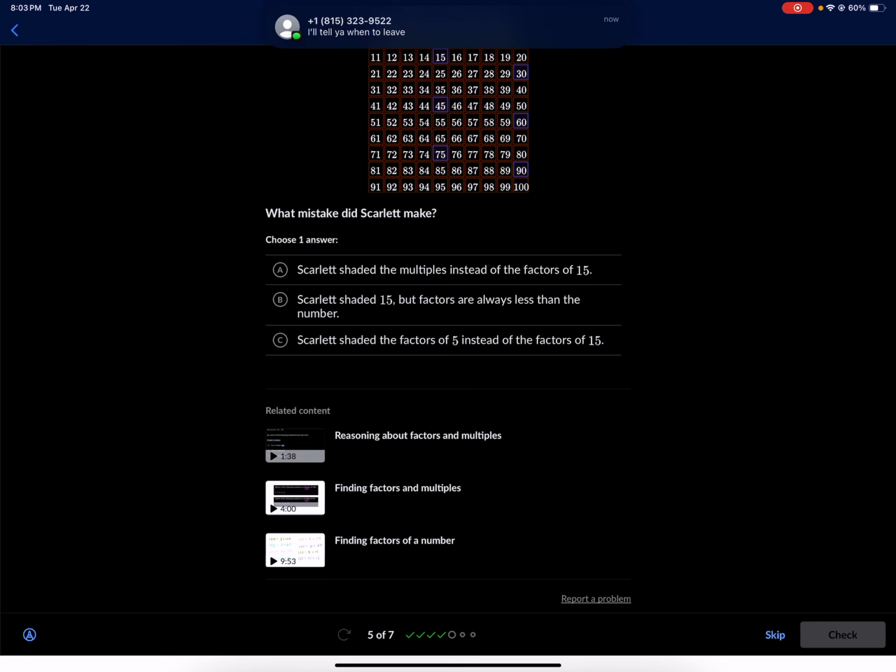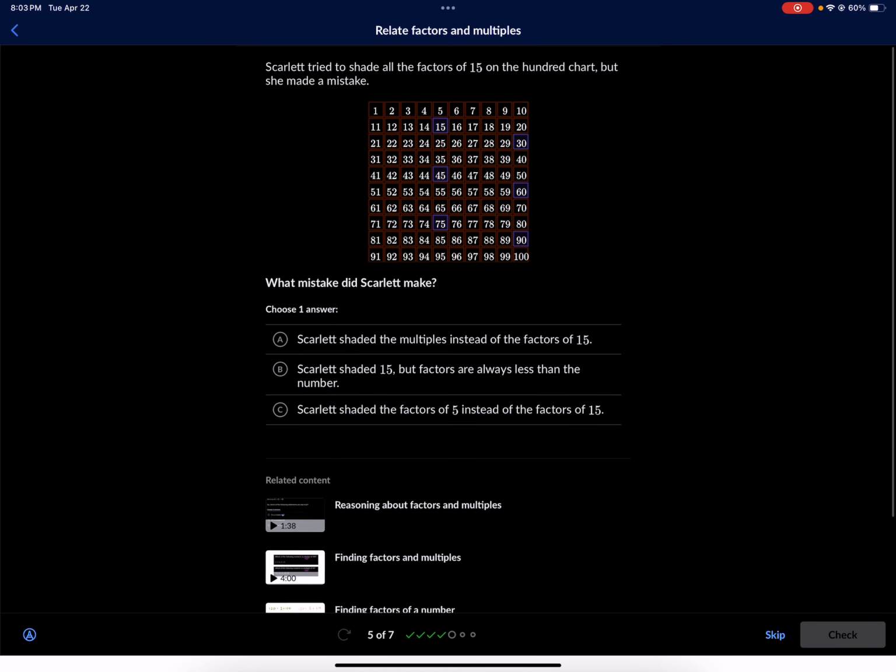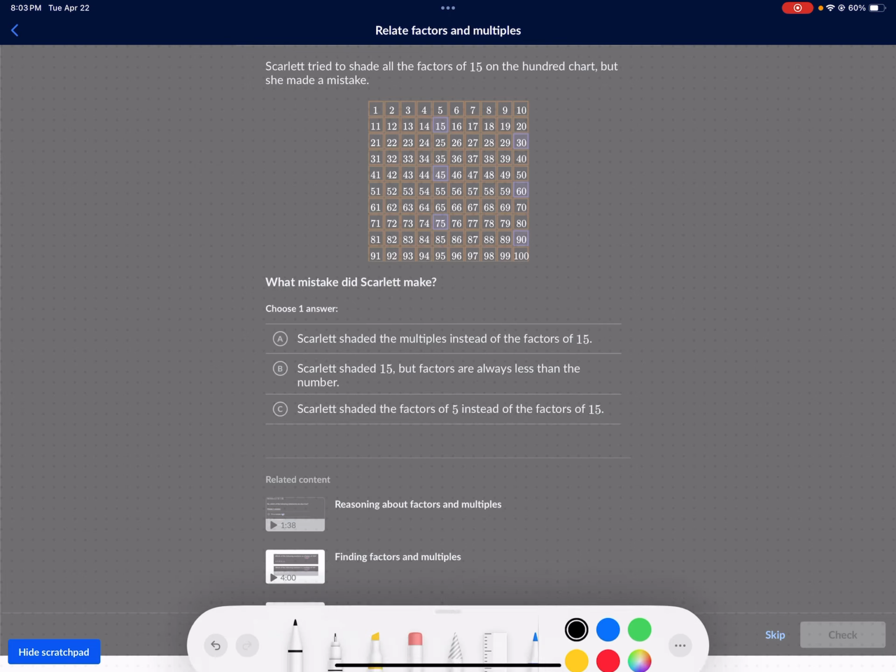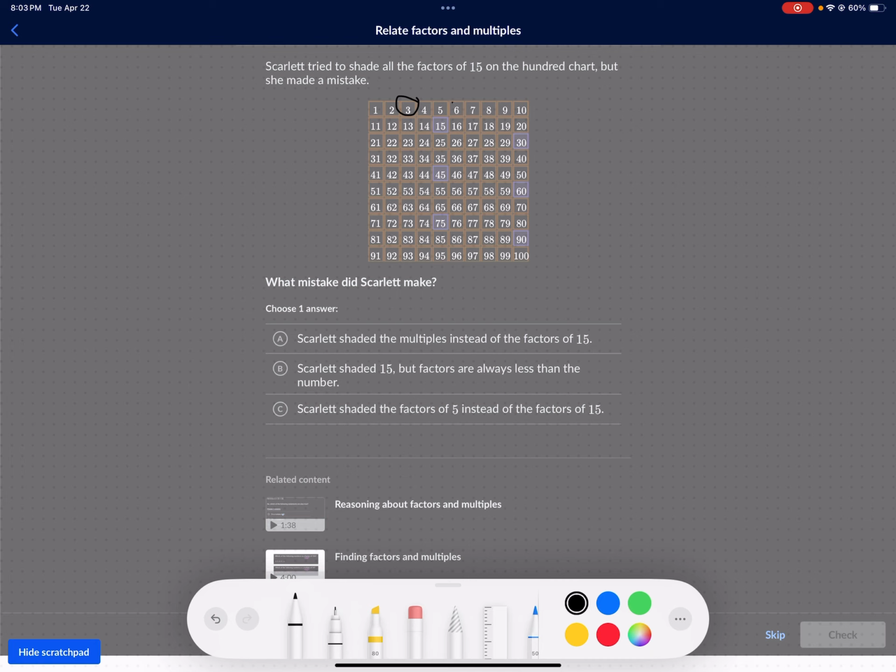Let's move on. Okay. Scarlett tried to shade all the factors of 15 on the 100 chart, but she made a mistake. What mistake did Scarlett make? So, let's see here. Factors of 15. Hang on a minute. Wouldn't 3 and 5 and 1 be obvious factors? There's no numbers that are less than 15 here. And it looks like all the numbers are bigger than 15. So we know it's not factors.